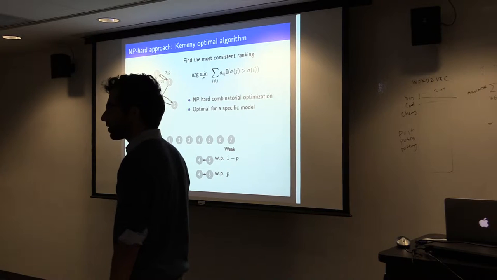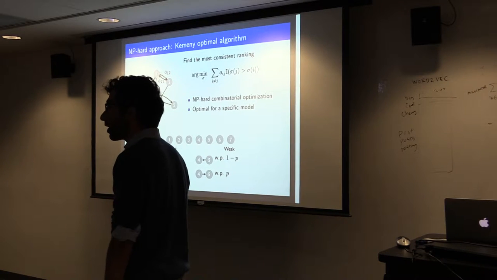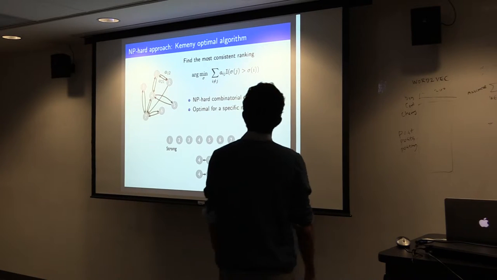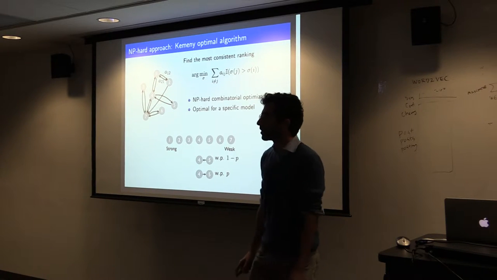Here's a question. If it was instead of Aij, if it was Nij, would that be an easy problem to solve, or would that still be a hard problem in computation? That's still hard.